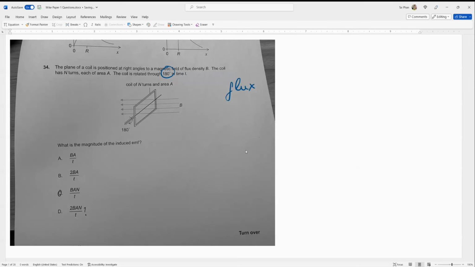I will draw the graph. From the maximum value here, phi max, the flux decreases to zero, and then increases again, but in the opposite direction, when this coil is rotated 180 degrees. The induced EMF, according to Faraday's law, equals the rate of change in flux.